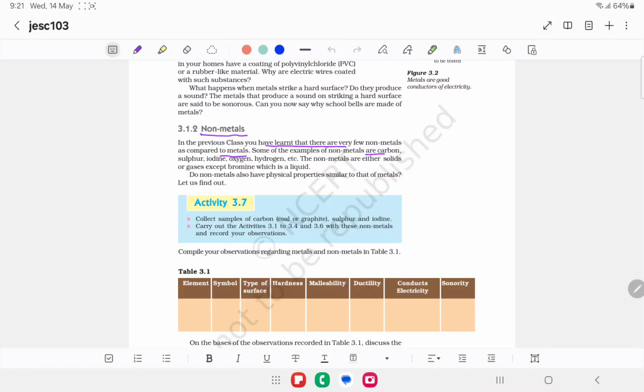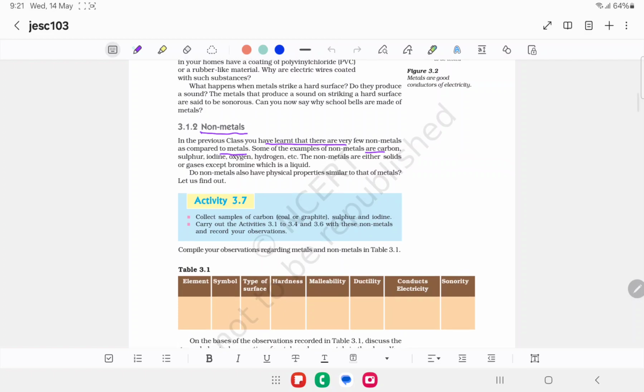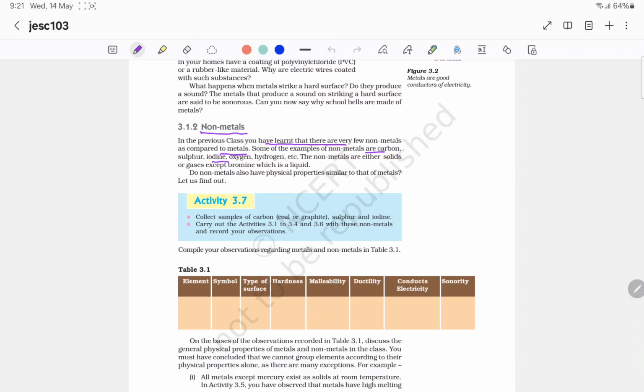Non-metals. In the previous class you have learned that there are very few non-metals as compared to metals. Some examples of non-metals are carbon, sulfur, iodine, oxygen, hydrogen, etc. The non-metals are either solids or gases except bromine, which is a liquid.